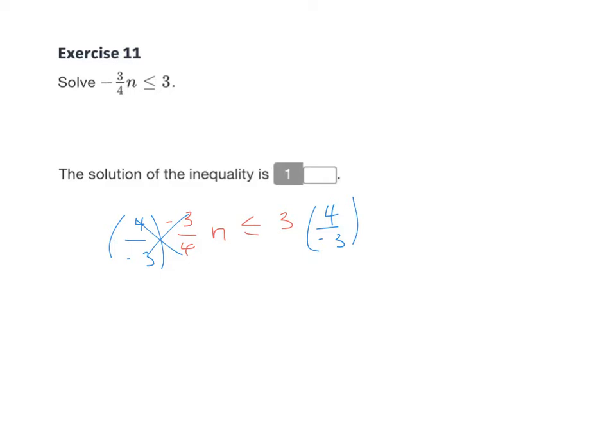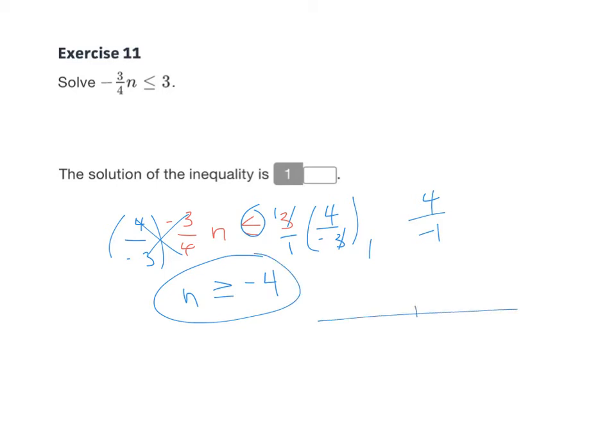So that all equals 1, and 1 times n is just n. But because I multiplied by a negative, I got to flip my inequality. That's going to be greater than or equal to. Over here, I can cross cancel. 3 goes into 3 once. 3 goes into 3 once. I get 4 over negative 1. 4 divided by negative 1 is negative 4. N greater than or equal to negative 4. If I was to graph this, closed circle headed to the right.